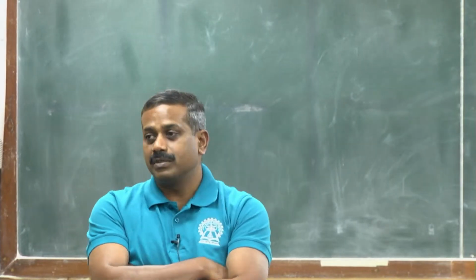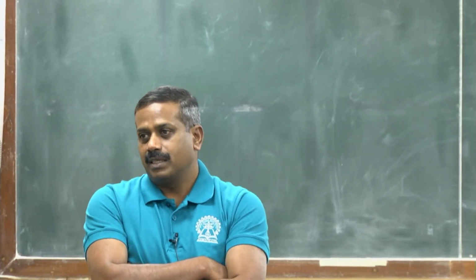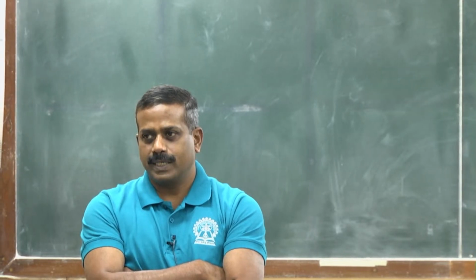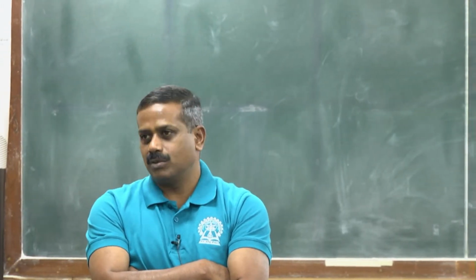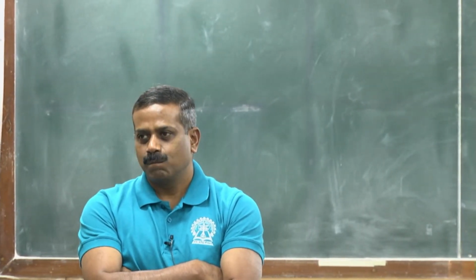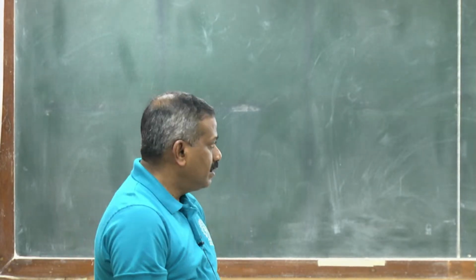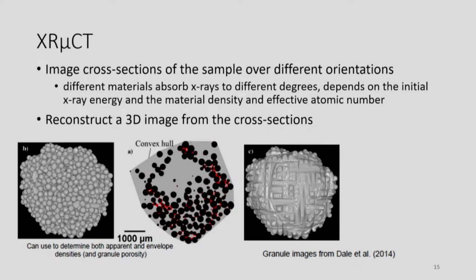Most commonly, if the sizes are bigger, we can use X-ray or other methods to get the density. But for small powders, this is what we do. Any other questions? If not, okay. So X-ray microtomography, if the particle sizes are reasonably big and higher than the resolution of the X-ray, then you can use it to get the particle density.